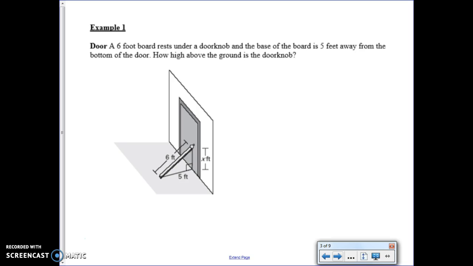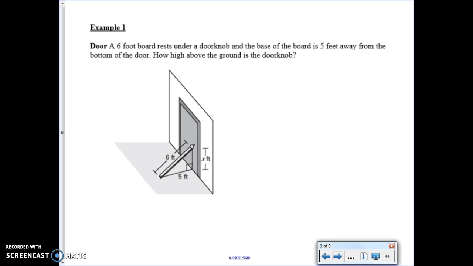So we are looking at trying to figure out how tall the doorknob is. So how high off the ground the doorknob is. A 6-foot board rests under a doorknob. So you know the board is 6 feet long. You know the base of the board is 5 feet away from the bottom of the door. We want to know how high the doorknob is from the ground.